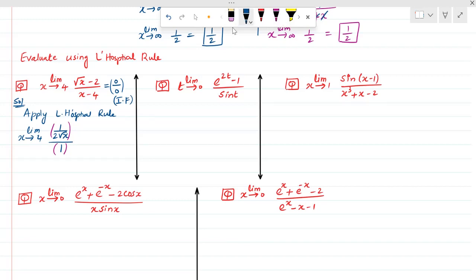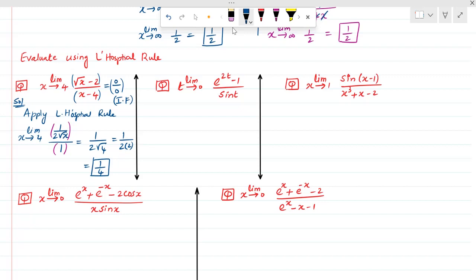Most of the students make a mistake here. They apply f over g. It is wrong. So you have to differentiate numerator separately, differentiate denominator separately. When you apply the limit, you will get 1 over 2 root 4. So which is equal 1 over 2 times of 2, which is equal 1 over 4. So this is the final answer.